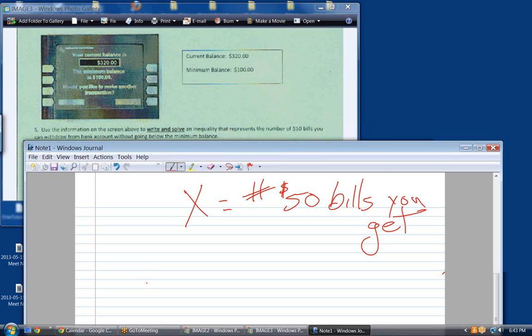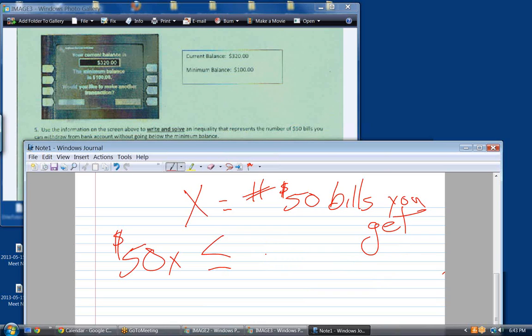So that would be 50x. Then you would do... because $50 times the number of $50 bills you have is the amount of money you get in $50 bills. That has to be less than or equal to what? I got actually 50x plus 100 is less than or equal to 320.